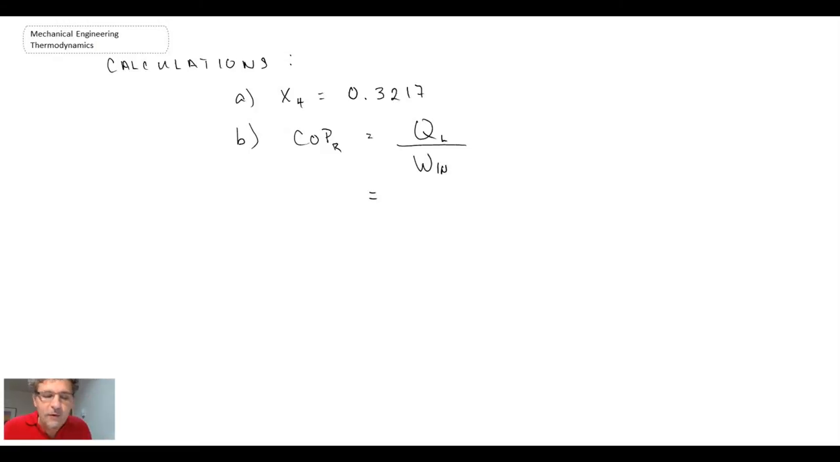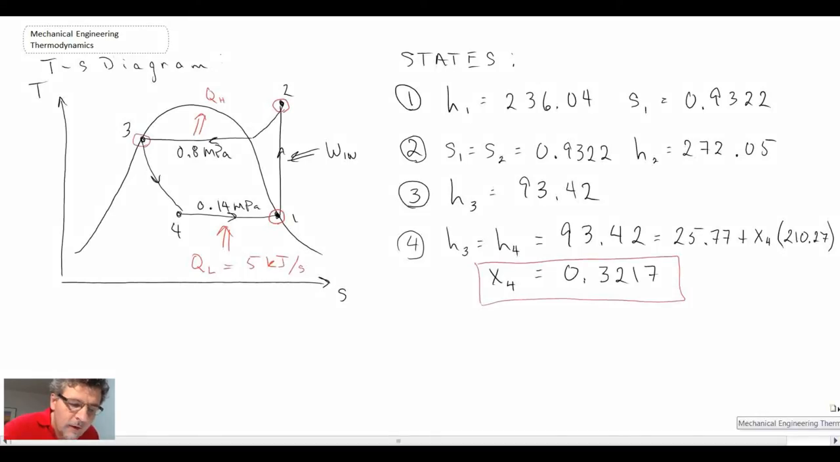Now for the coefficient of performance, we have heat transfer in at the low side and work in the compressor. So to determine heat transfer in at the low side, that's just going to be the difference in enthalpy between state 1 and state 4. And the work in is going to be the difference between enthalpy at state 2 and state 1.